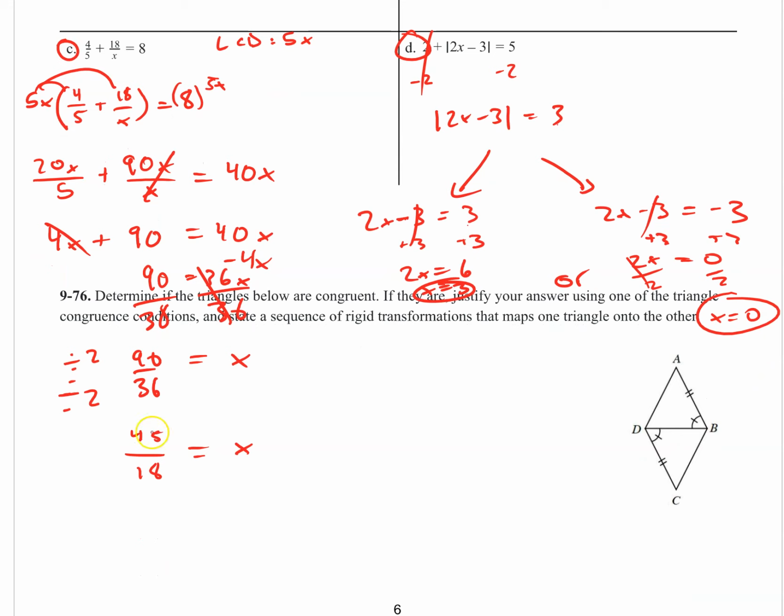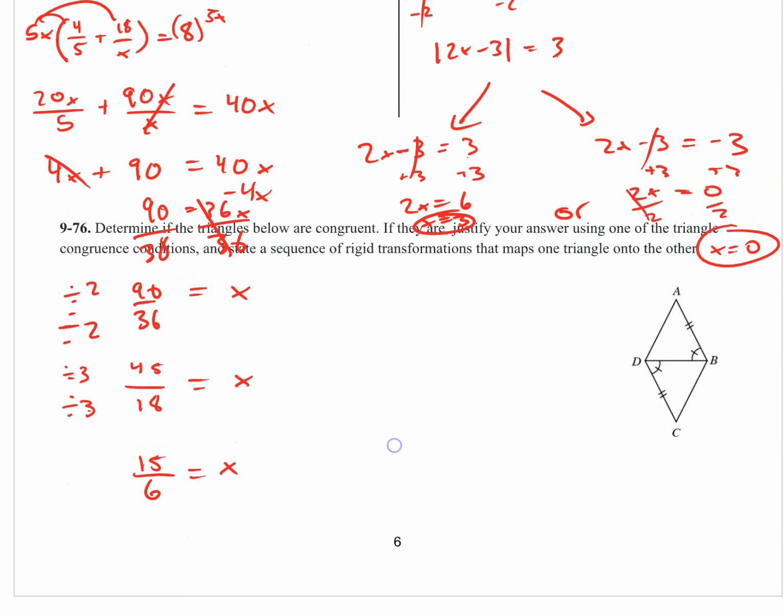Still need to simplify that because I can divide the top and bottom by 3. Still, 3 goes into 45 15 times, and 3 goes into 18 6 times. I still need to simplify it because, look, you can still divide the top and bottom by 3. All right, so 3 goes into 15 5 times, and 3 goes into 6 2 times. So finally, the answer is 5/2. I suppose I could have, right from the start, divided the top and bottom by 18. 18 is a common factor.